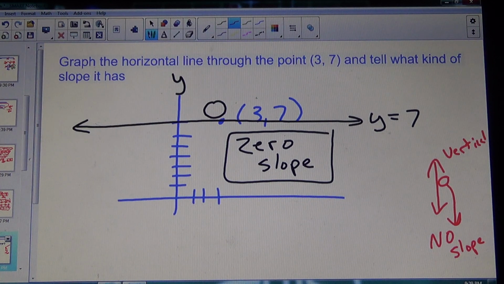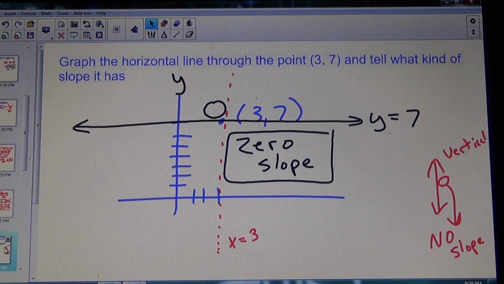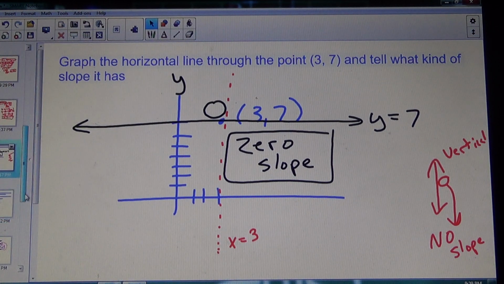And if I did a vertical line right here, what would that equation be? X equals 3 if you did that. Okay, the question did not ask for that, but if it did, that would be how you would do it.